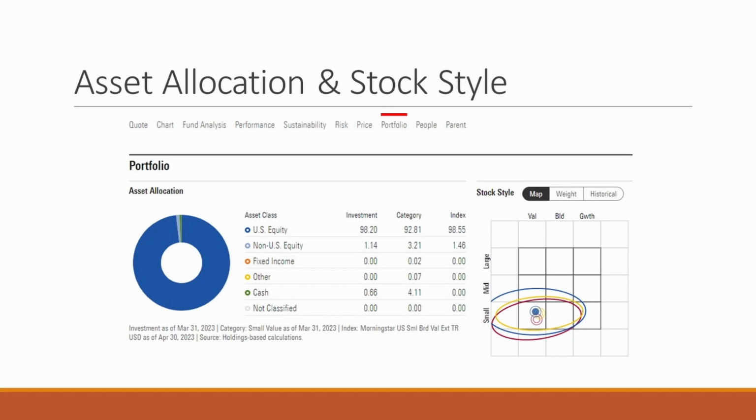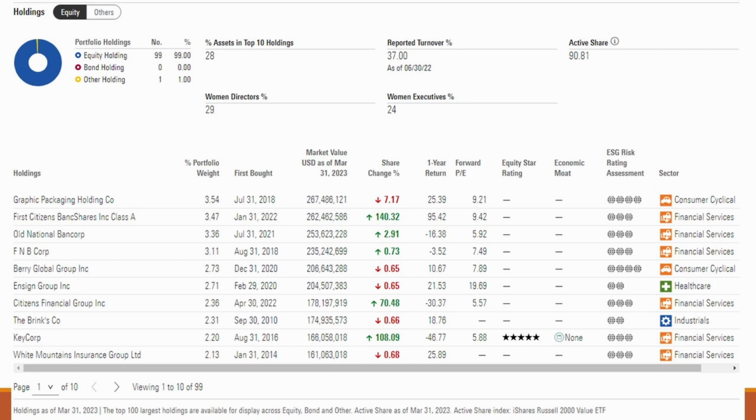Here's another mutual fund, this is a small cap value, and I can tell that by looking on the right side there. We see that that dot is right in the middle of the small cap value box. So the types of investments here are going to be very different, and you're not likely to recognize all of the names. You might pick up one or two, but most of us aren't going to be familiar with all of them. Here we see that there are 99 equity holdings. You see that in the upper left. And then beneath it are the list of these companies. Their biggest holding is Graphic Packaging Holding Company, followed by First Citizens Bank Shares and Old National Bancorp.